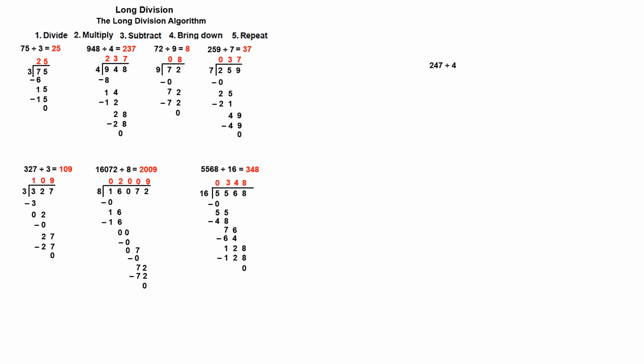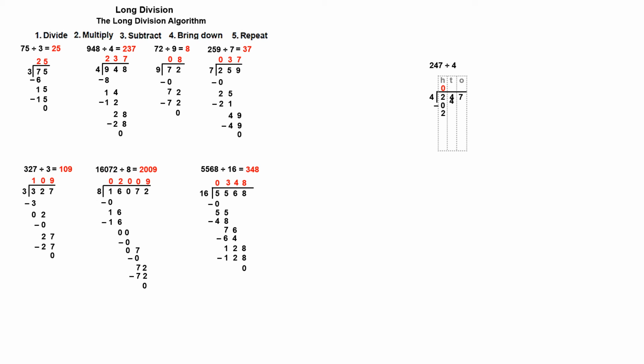247 divided by 4. 4 does not go into 2, or in other words, 200 divided by 4 is less than 100. So we put 0 in the quotient in the hundreds place. Multiply 4 by 0, then subtract 0 from 2 and bring 4 down.